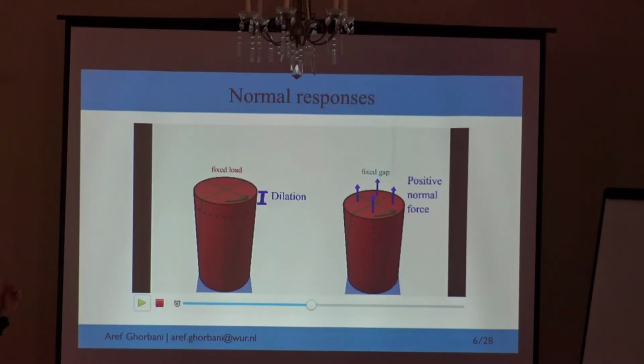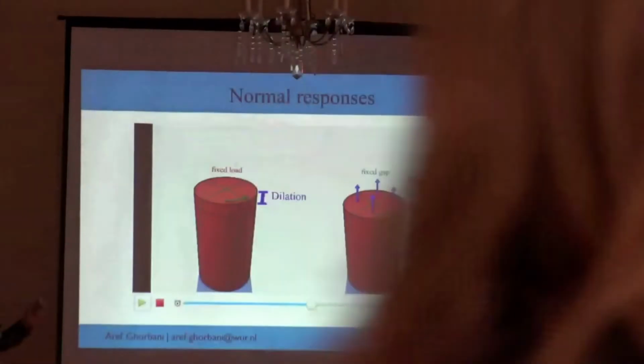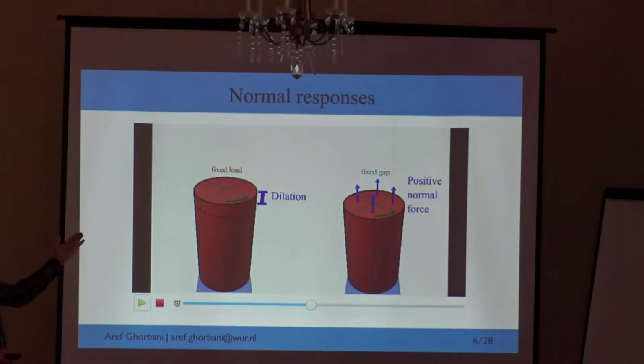So I want to explain it a bit more. What happens if the Poynting modulus is positive? This is what happens. You can twist the material under two boundary conditions. If it is a fixed load boundary condition, then the positive Poynting modulus would lead to the extension of the cylinder, as you can see on the left, or dilation. But if it is under a fixed gap boundary condition, when you twist it, a positive normal force would emerge that you can measure, for example, with a rheometer.